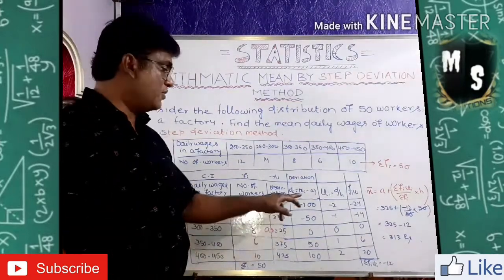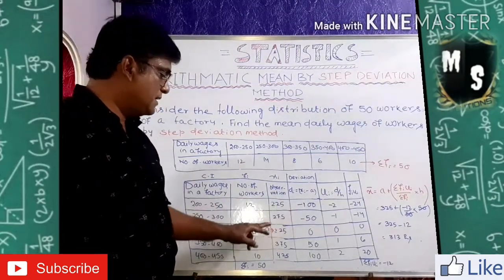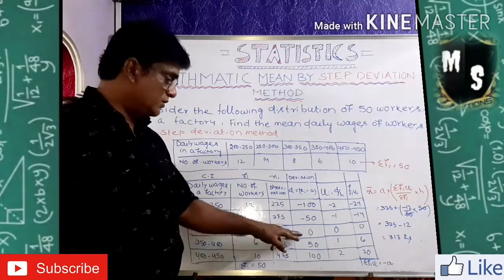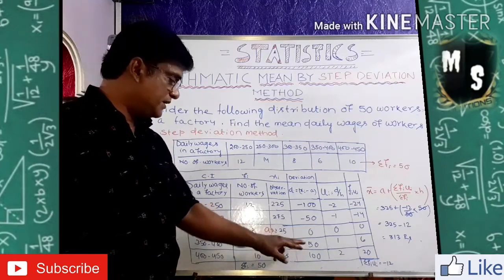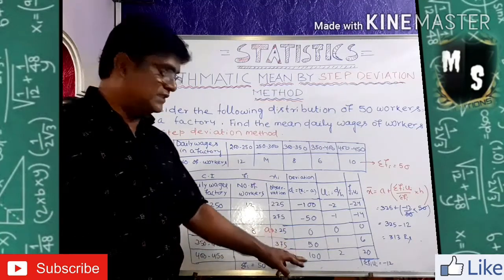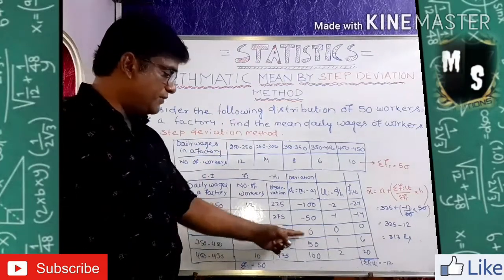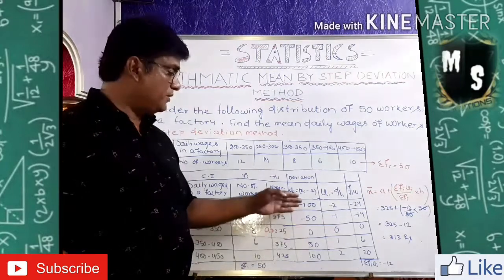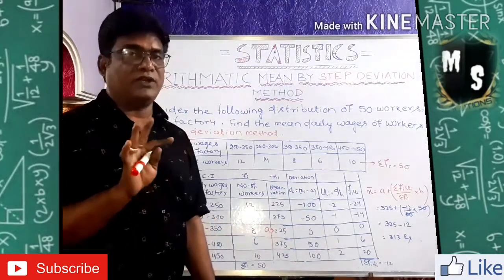I got my xi. So 225 minus 325, that is minus 100. 275 minus 325, minus 50. 325 minus 325, 0. Then 375 minus 325, it is 50. And 425 minus 325, it is 100. So I got my deviation column. In the deviation column, the assumed mean row will definitely give you 0. Above 0, it will give you negative. Below 0, it will give you positive. So it is absolutely right now.